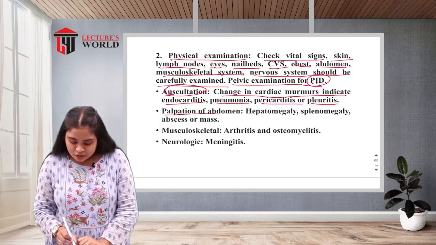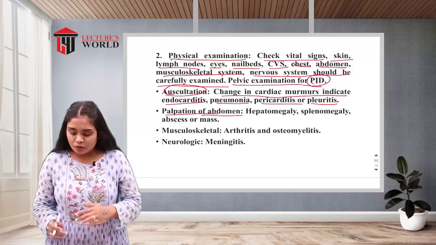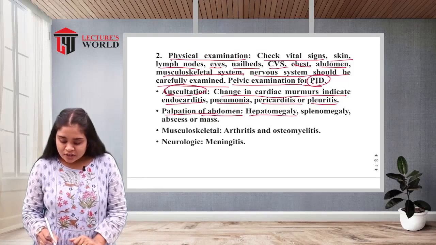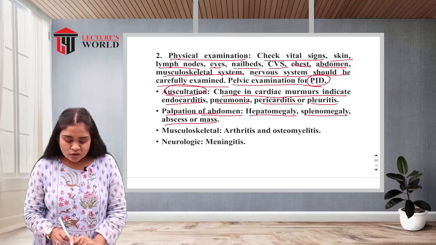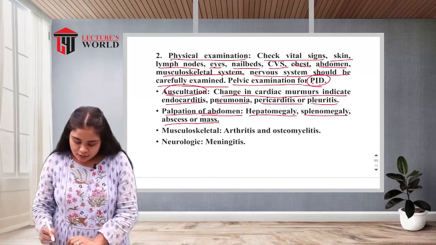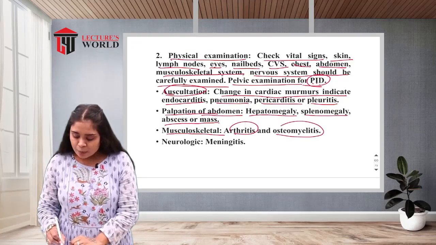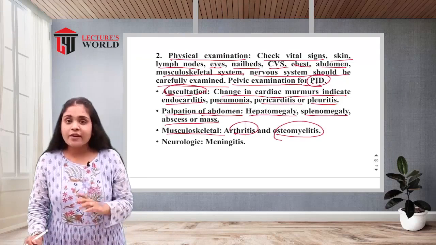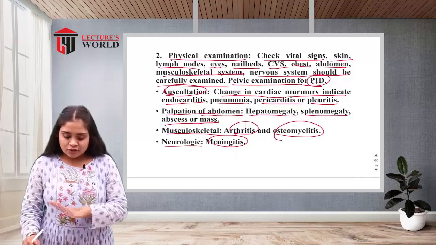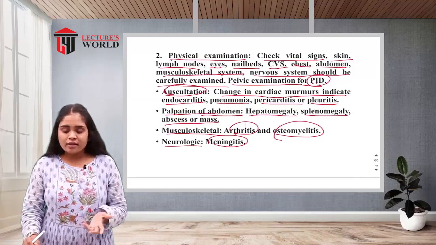Then after, the palpation of the abdomen. We have to do the palpation of the abdomen also. By that, we will be able to understand hepatomegaly, then splenomegaly, and abscess or mass. Then after, the musculoskeletal system, in that arthritis and osteomyelitis. These kinds of conditions we also have to check. Then after, the neurology, that is meningitis. So these are all the conditions which we have to make sure we are assessing while doing the physical examination.